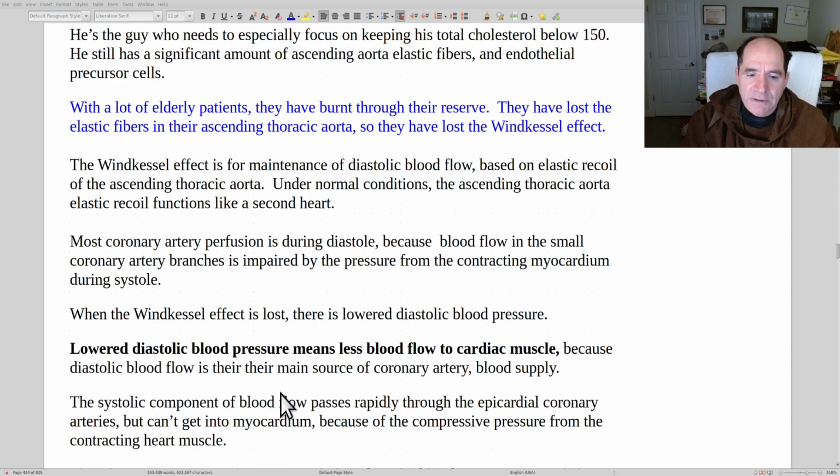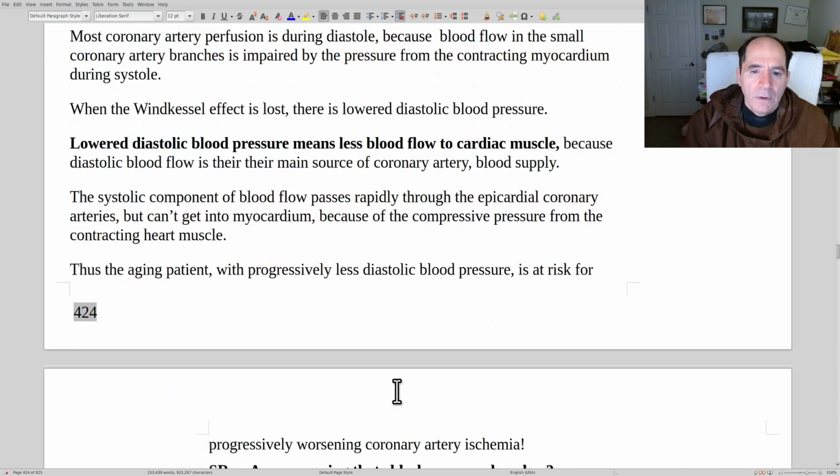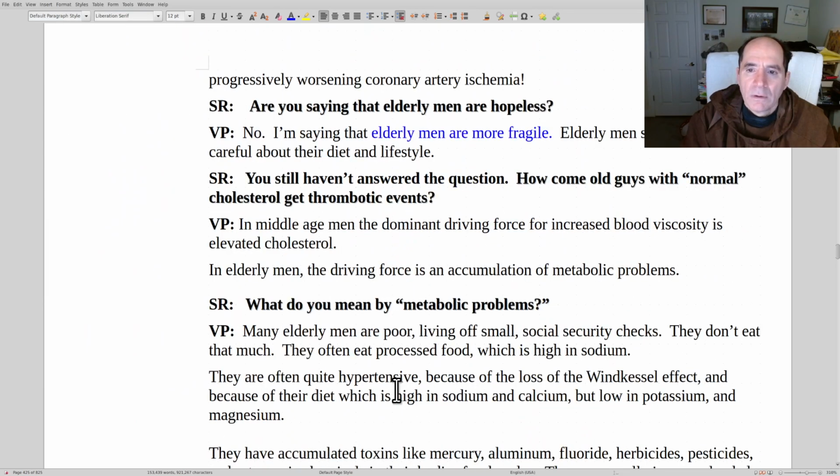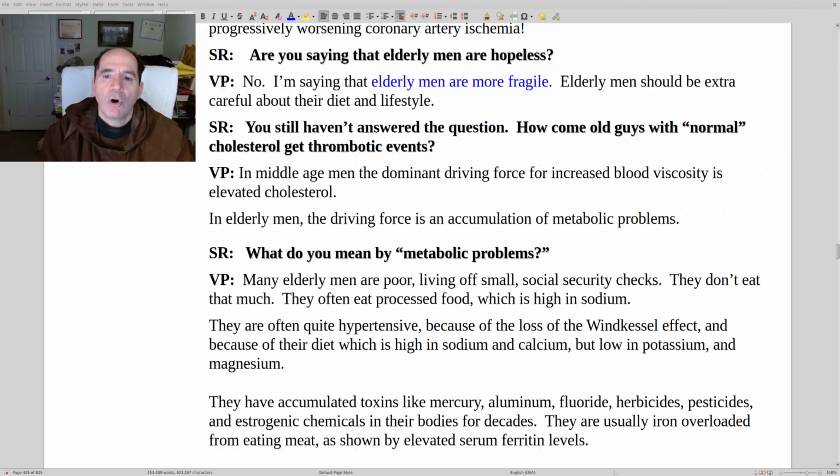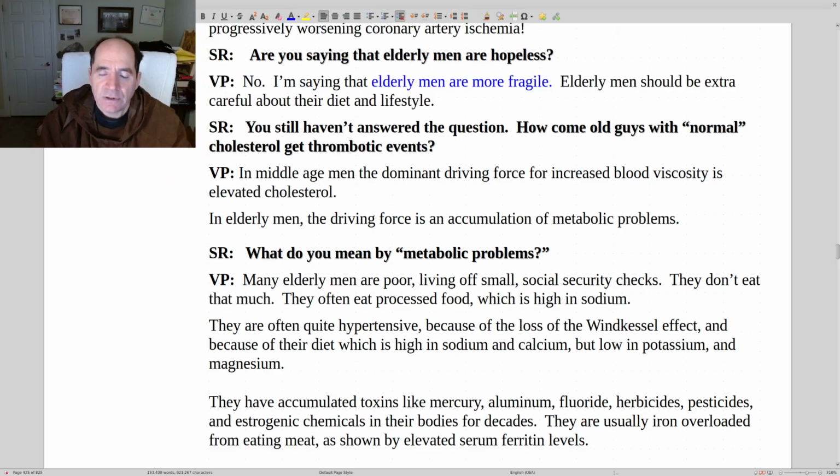Okay, lower diastolic pressure. We talked about that. And then the question is sort of like what I was getting at. Are you saying that older people are hopeless? No, I'm not saying they're hopeless, but I'm just saying it is harder to have success with them. They have to have their mental capacity, their intellectual sharpness, their curiosity, their inner drive to fix themselves, to improve themselves. If they've got that, they can do great. Most of them don't, but the ones who do can do great.